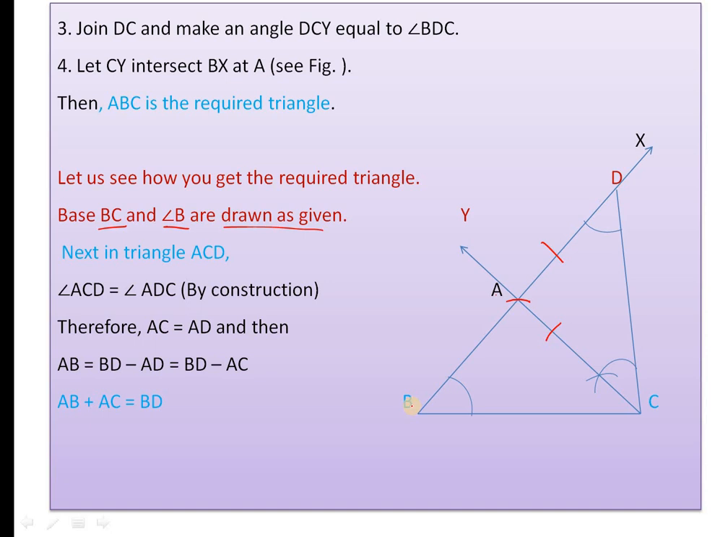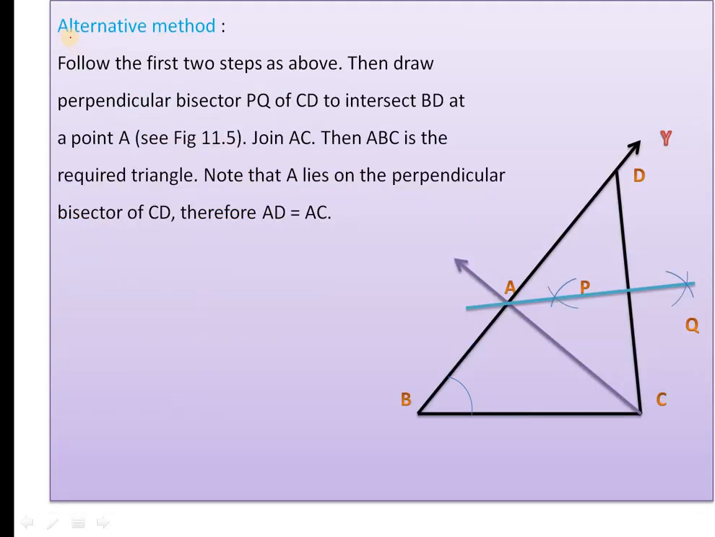is equal to BD minus AD, which is equal to BD minus AC, because AD and AC are equal sides of the isosceles triangle. So we can say AB plus AC is equal to BD. Okay, hence justified. Now the alternate method.